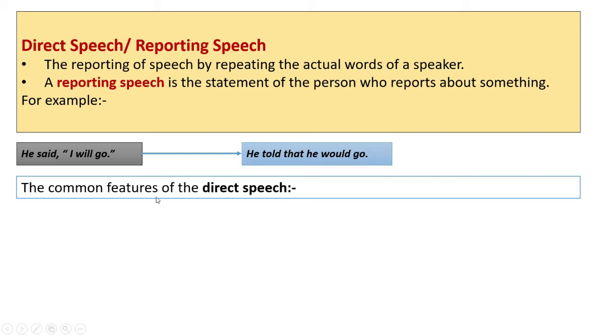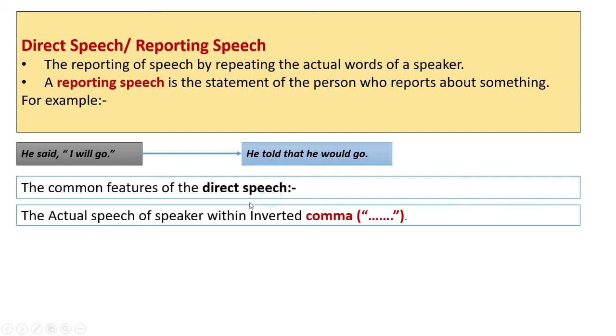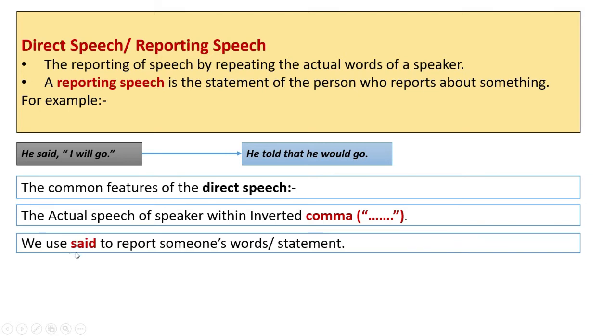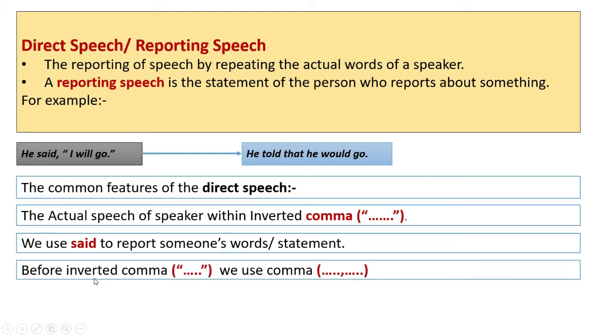The common features of direct speech: the actual speech of a speaker is within inverted commas, and see, the actual words are I will go, the actual words of the speaker within inverted commas. We use said to report someone's words and statement, and before the inverted comma we use a comma. See, there is a comma, okay?